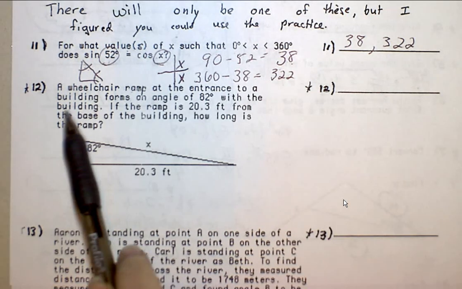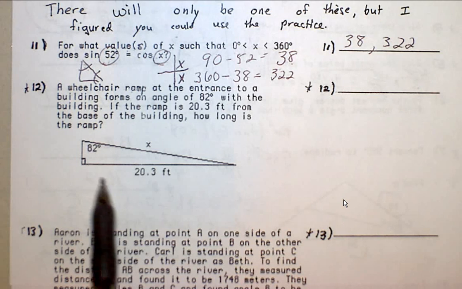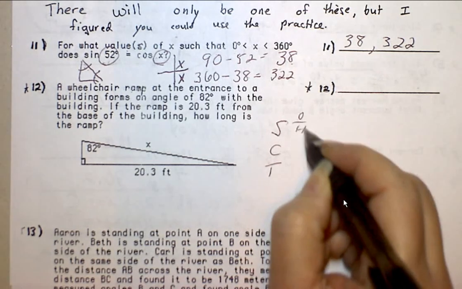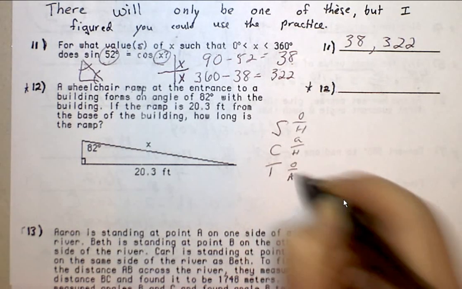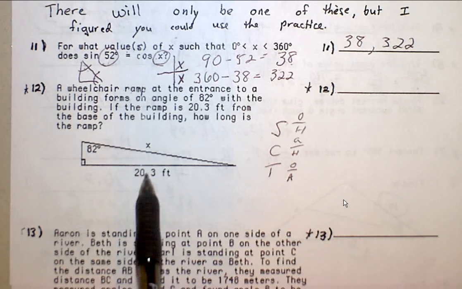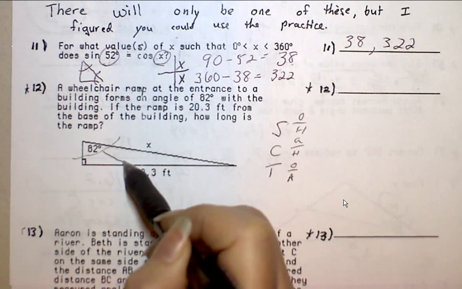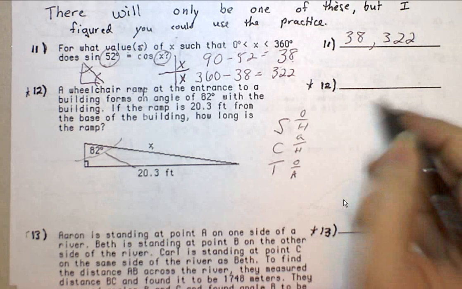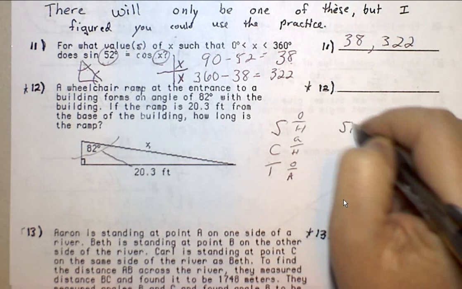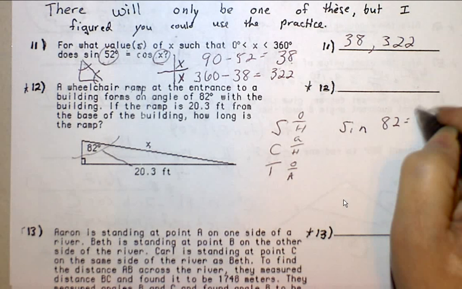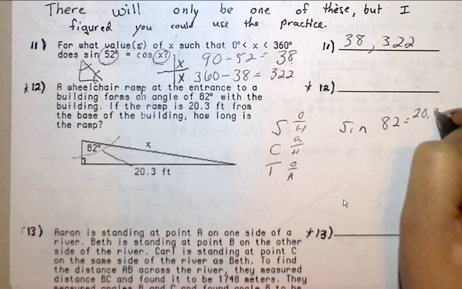Okay, so a wheelchair ramp is shown below. They want you to find x. So we know, let's see, what do we know? We know from this angle, we know our opposite, and we know our hypotenuse. So we can say sine of 82 is equal to our opposite, which is 20.3 over our hypotenuse of x.